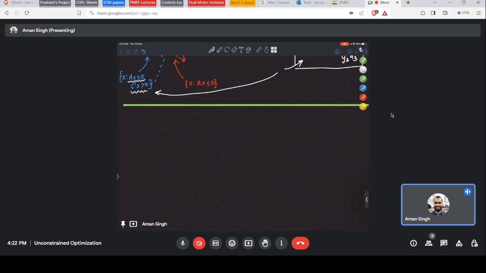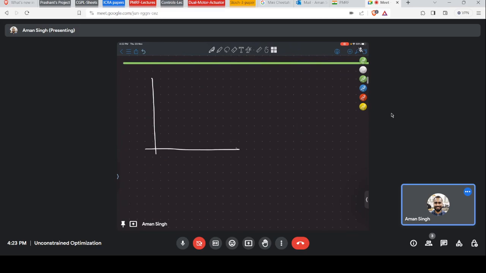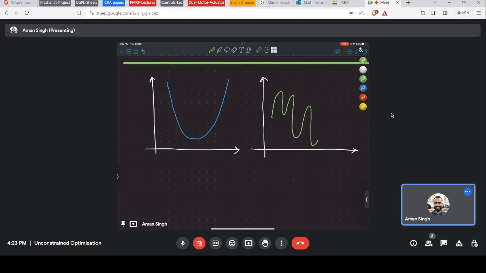Let's start today's lecture, and let me start with a diagram. Let there be a function like this. Okay, and then let there be another function like this.